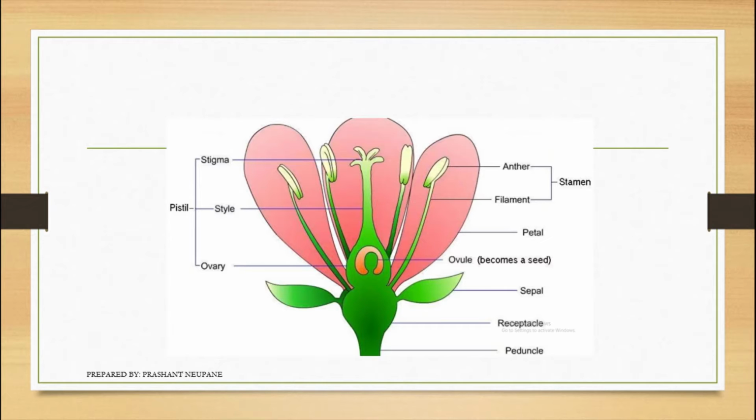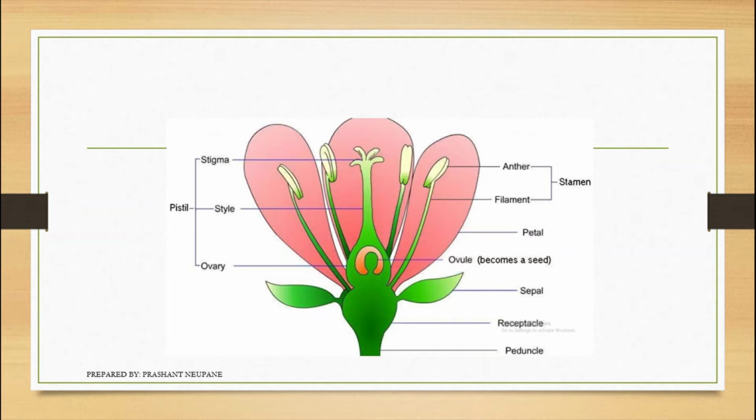So in this figure we can see various parts of the flower. At the base there is the peduncle, which connects the flower with the stem. Then comes the receptacle, also known as the thalamus. Then we have got the calyx, which has got the units called sepals. Then we have got the corolla. Corolla has the units called petals. And then we have got the stamen and the pistil. So stamen is the part of the male reproductive system.